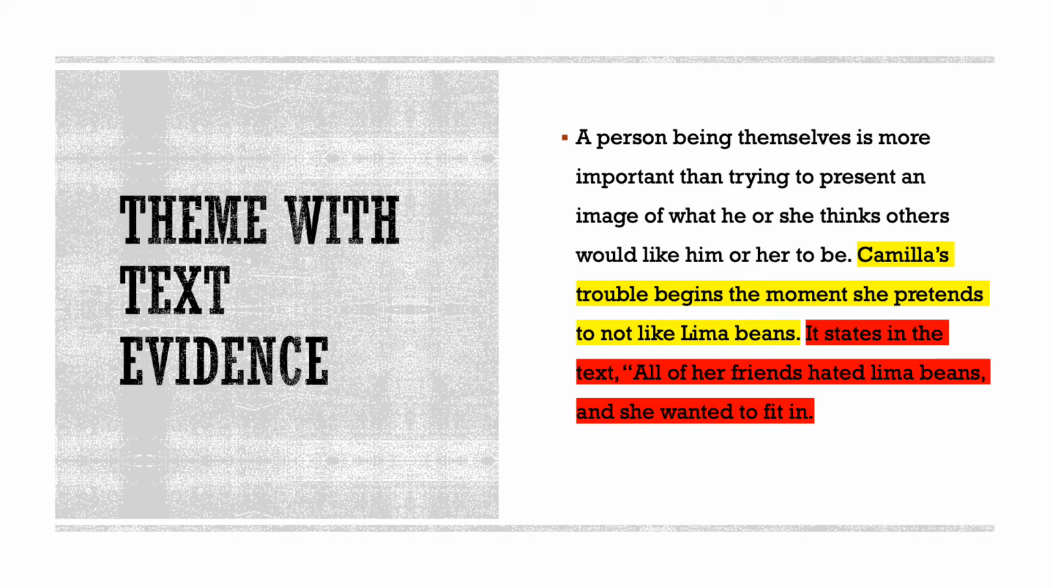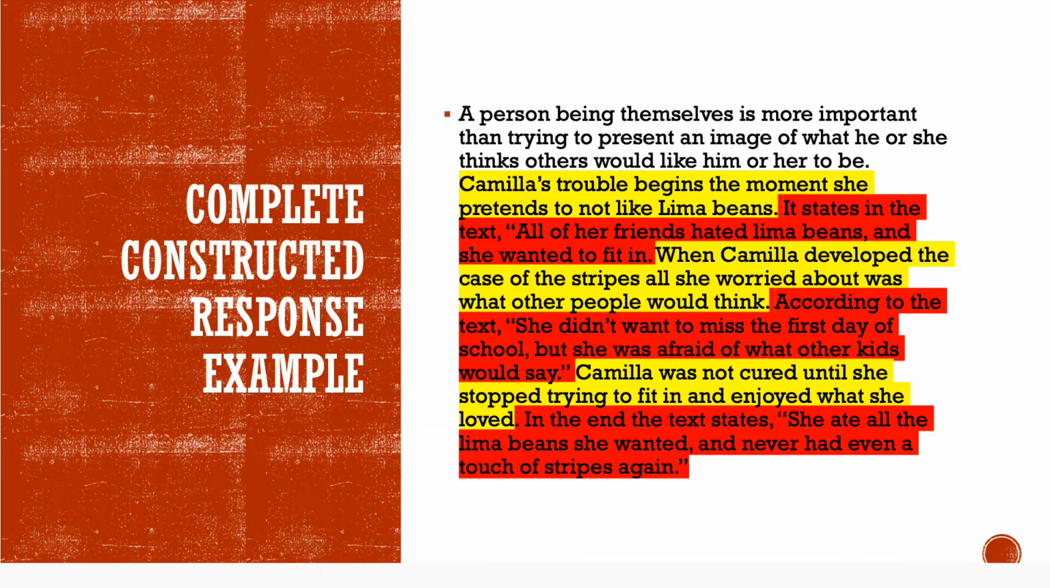If you notice, the first sentence is my theme that I created in my 5 steps. The sentence in yellow is my opinion based on the theme. And the sentence in red is the text evidence to support my thinking. And so this is what I was looking for from you. This now is a complete constructed response example.